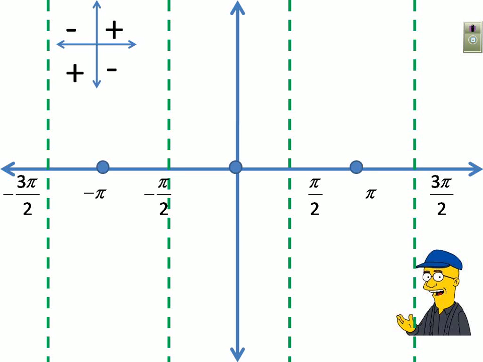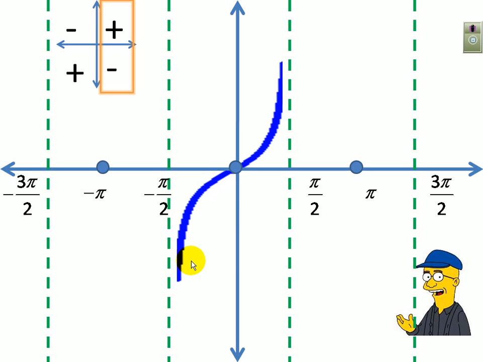Now, if you look down here from negative pi over 2 to pi over 2, that corresponds to the first and fourth quadrant. So from 0 to pi over 2, that's the first quadrant, and tangent is going to be positive there. Now from 0 to negative pi over 2, that corresponds to the fourth quadrant, and tangent is negative there. So if we were to look at the graph of tangent in that region, that's what it would look like.